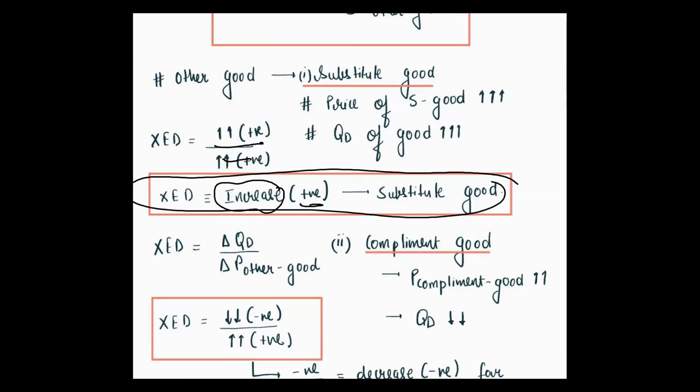Cross elasticity of demand for substitute good is increasing. With the increase in price, quantity of that good also increases. So with the increase of the price of the substitute good, quantity of that good also increases. This is also positive, right? So cross elasticity of demand is increasing and it is positive for substitute good. I hope it is clear.